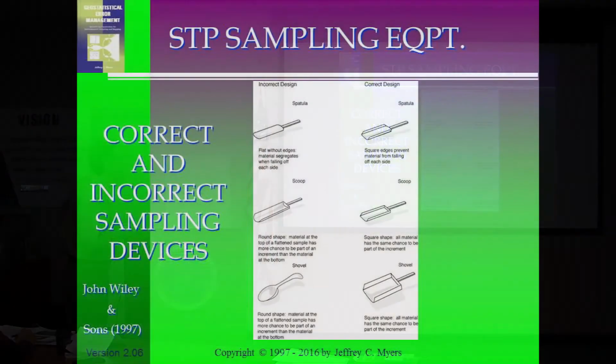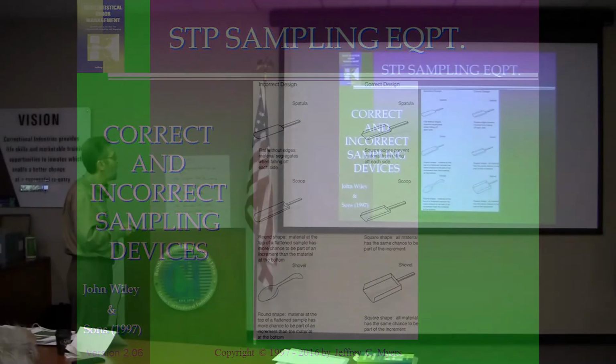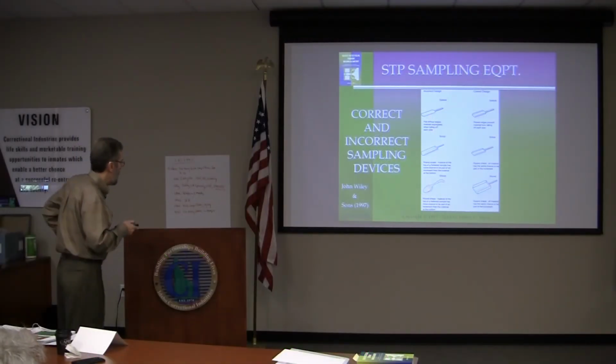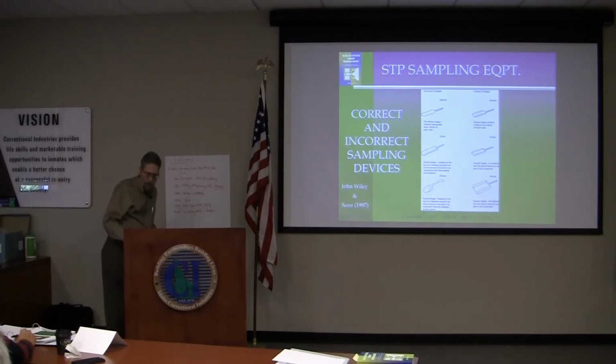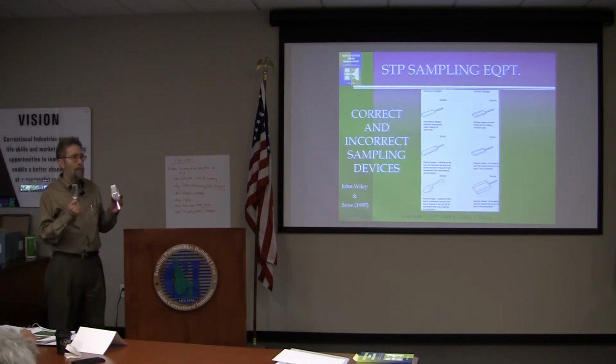What you want are things like this: square-walled spatulas, scoops, and shovels. Now, these are very hard to find. You may even have to fabricate them if you are so inclined. But spatulas, scoops, spoons, common everyday devices. Now, you can go to the store and buy scoops like this.